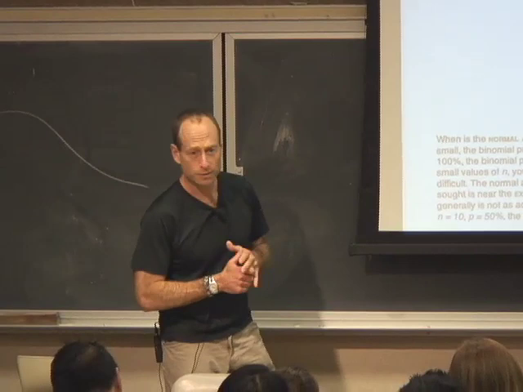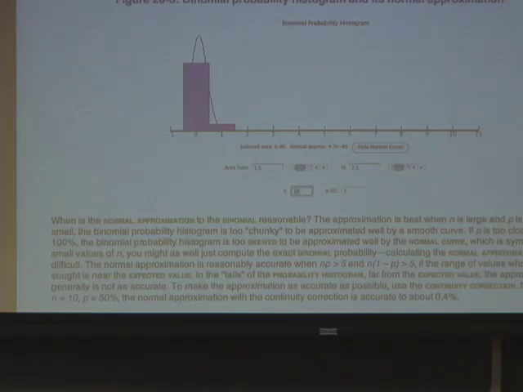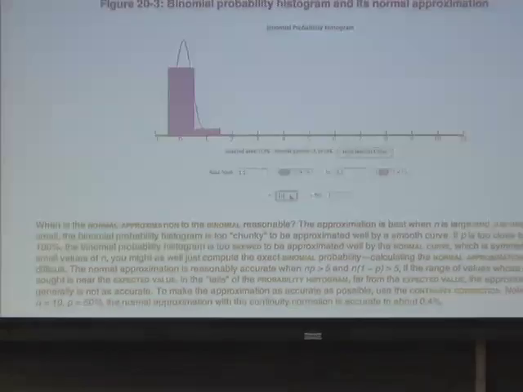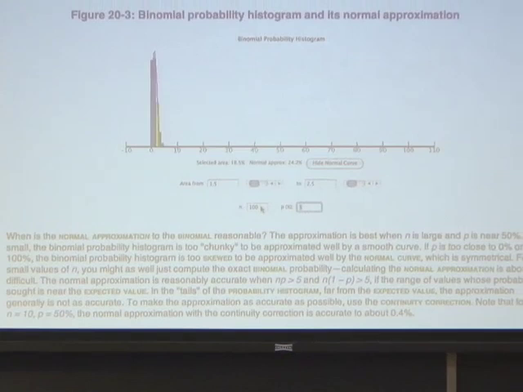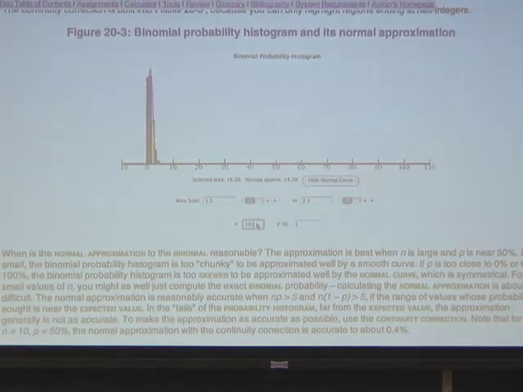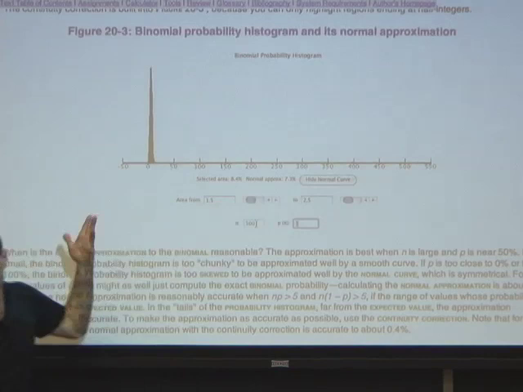Right, the normal approximation is going to... so if we keep p the same at 1%, but we increase the number of draws to 100, then this approximation is getting better. It's still not very good. If we increase the number of draws to 1,000, now we've got 8% versus 7.3%, it's getting better, right? Okay.